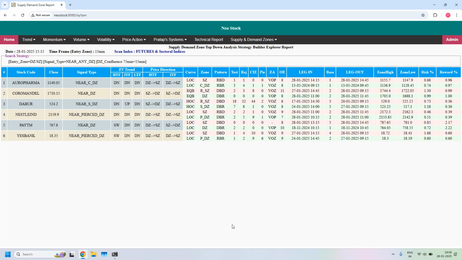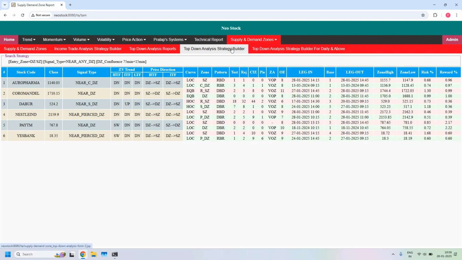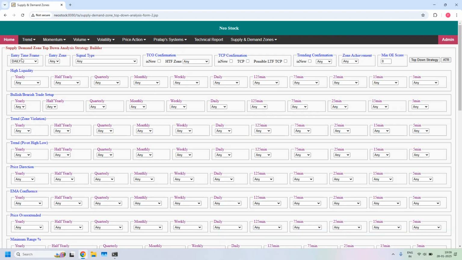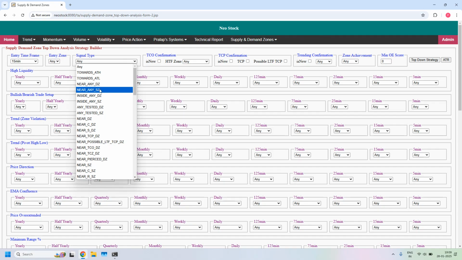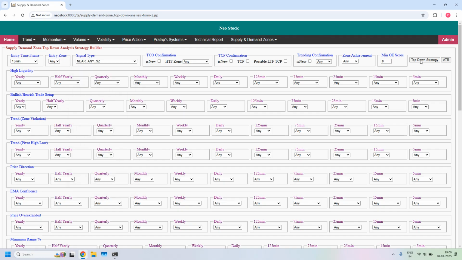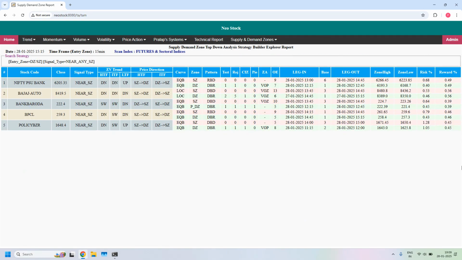Okay, next, 15 minutes time frame, stocks near the 15 minutes supply zone. We got 5 stocks.